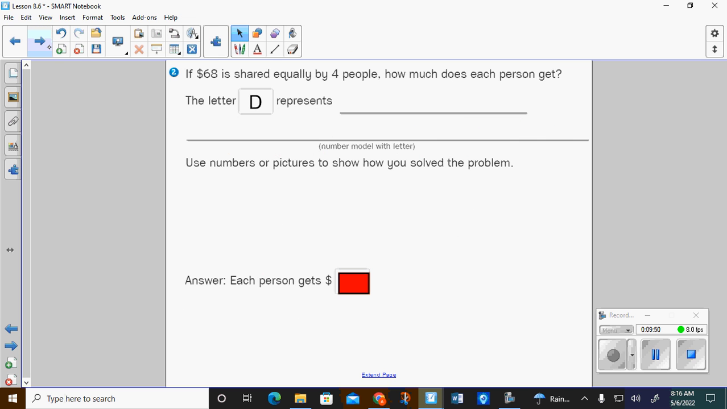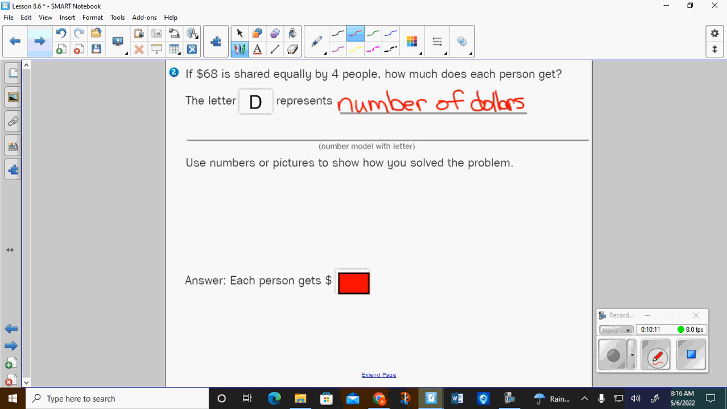Okay, if 68 is shared equally by four people, how much does each person get? Well, we know that the letter D is going to represent the number of dollars each person gets. All right. And then we're going to use a number model with a letter.